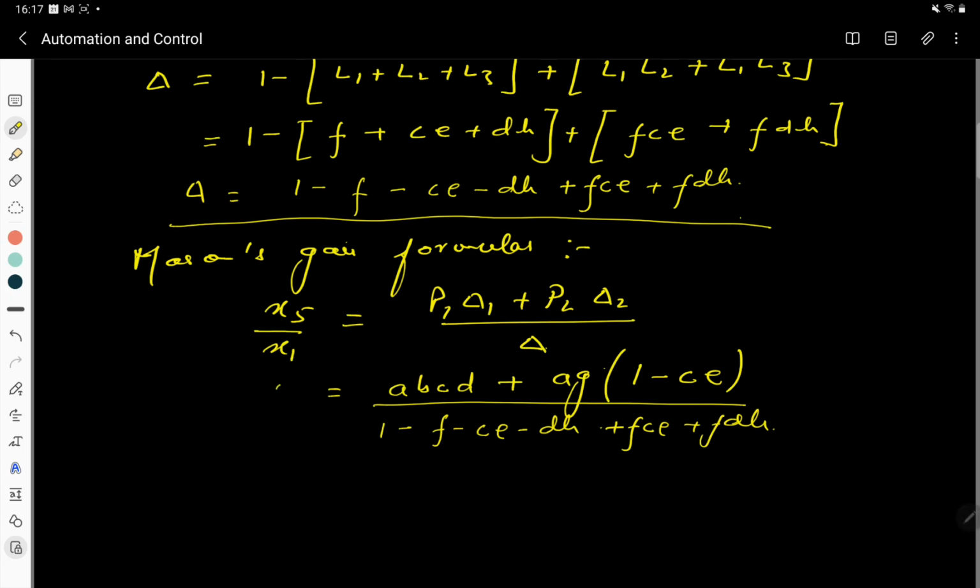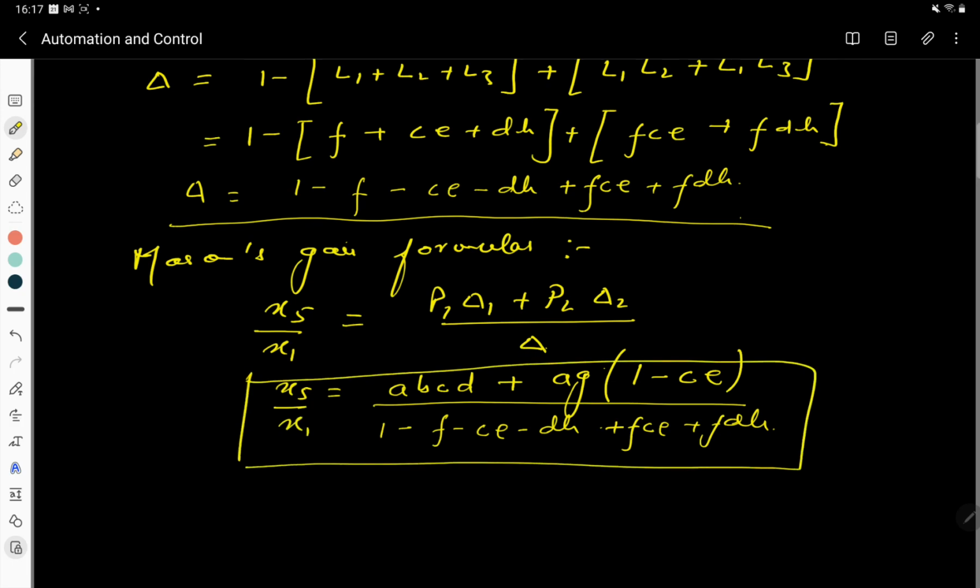So this is the overall transmittance of the signal flow graph using Mason's gain formula. Some more examples you can solve yourself, and you will easily be able to convert any block diagram to a signal flow graph and determine its overall transmittance. Okay, thank you, thanks a lot.